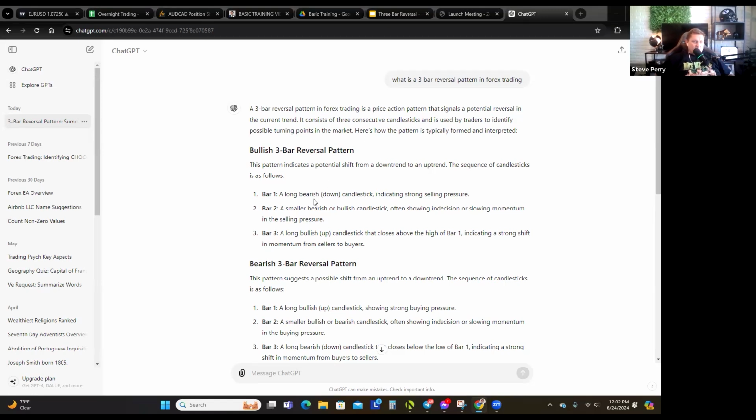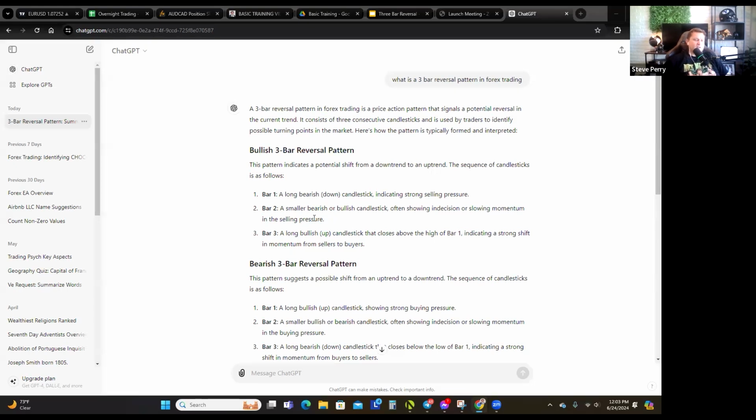It says this pattern indicates a potential shift from a downtrend to an uptrend. The sequence of candlesticks is as follows. Bar one is a long bearish candlestick indicating strong selling pressure. Bar two, a smaller bearish or bullish candlestick, often showing indecision or slowing momentum in the selling pressure. And then bar three, a long bullish up candlestick that closes above the high of bar one, indicating a strong shift in momentum from sellers to buyers.